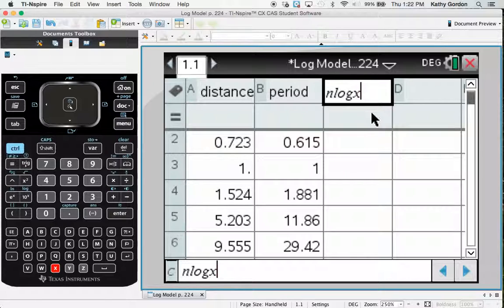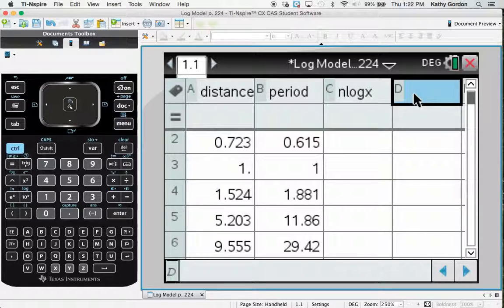Okay? And then I'll do the same over here for D. We'll call that n log y. Now, what's cool is that in this spreadsheet setup on your calculator, the second row across here is a formula row. A lot of times we don't put anything in that row because we're just putting data in. But I can now say what I want in this column is based on this particular formula.